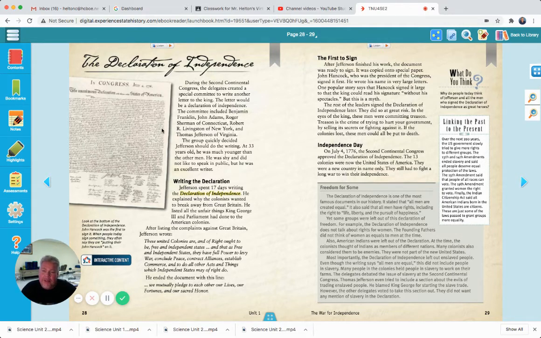But were really all men free? No, we have to remember that in the United States at this time, they still had slaves. And so even though they wrote that all men were created free, it would be several years later before all men were really free in the United States, when slavery ended. But we'll talk about that too this year. But this is exciting. The United States is born.